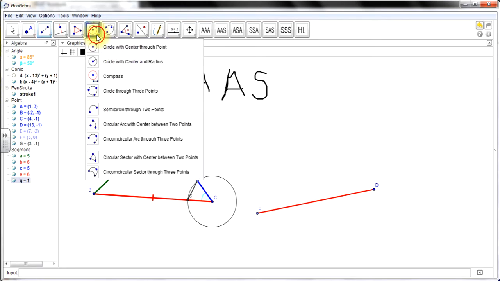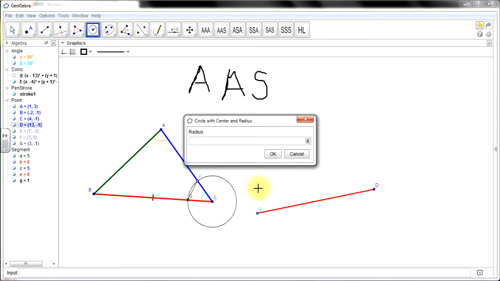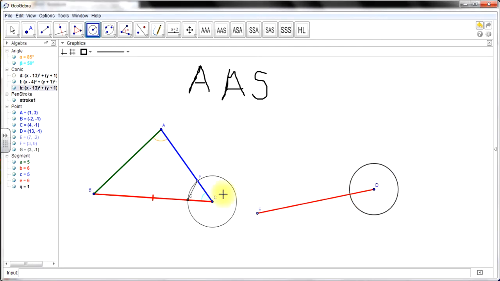I'm going to grab my circle with center and radius tool, since I know the radius of my circle I want to make. D is going to be the center of my circle, and now I'm going to make a radius of segment CF. Click OK. Now I have two congruent circles here. Now this intersection point is the same as this point here. So now I'm going to make another circle with this radius FG centered at this intersection so I can make this base.